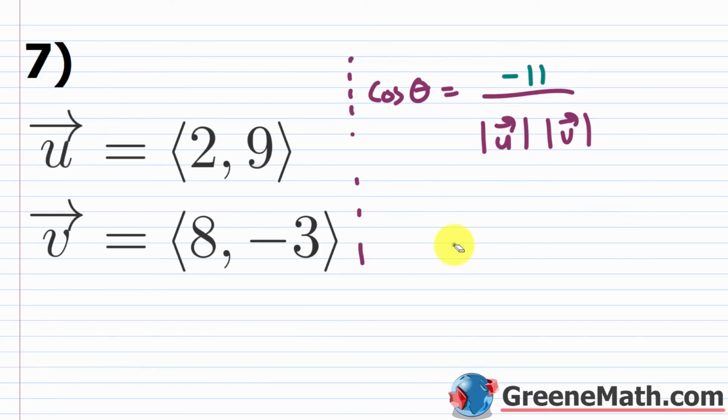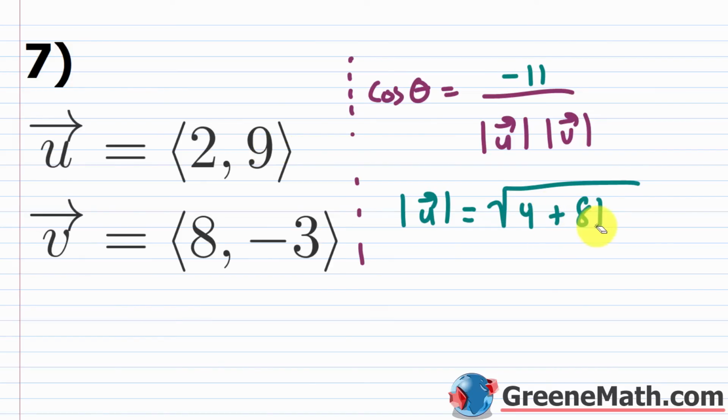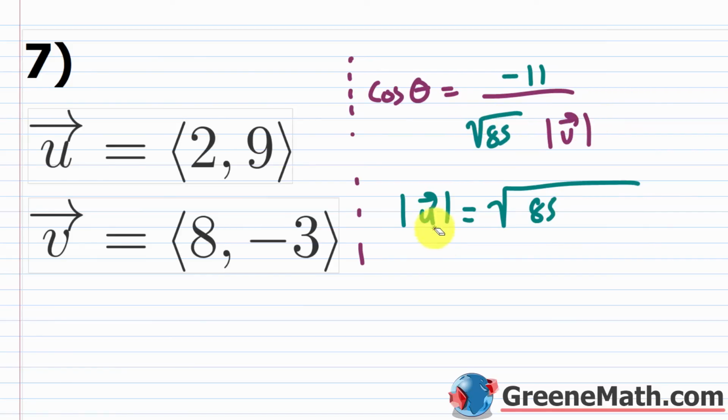And now we're going to think about the magnitude of the vector u. Again, that's the square root of 2 squared plus 9 squared. So 2 squared is 4, plus 9 squared is 81. So this would be the square root of 85. Now 85 divided by 5 is 17, so you really can't do anything with that. So this would just be the square root of 85. And then we want the magnitude of the vector v. So this is going to be what?